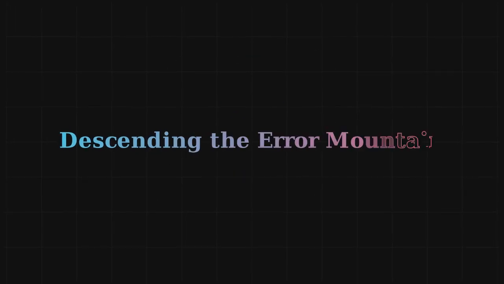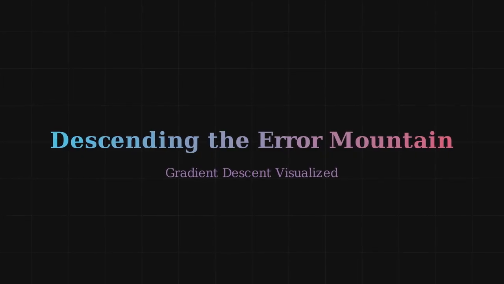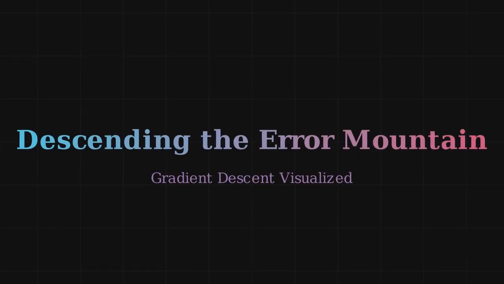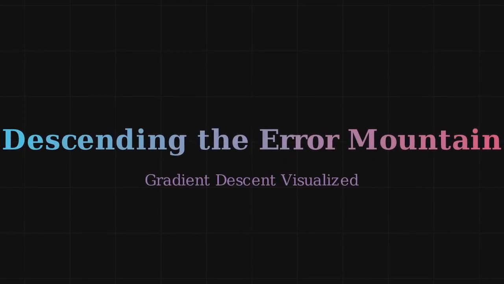Every AI model starts wrong. It learns by climbing down a mountain of error, one calculated step at a time. This is gradient descent, the engine of machine learning.